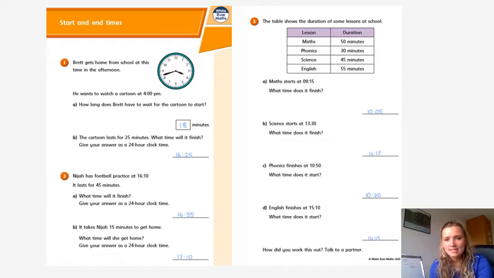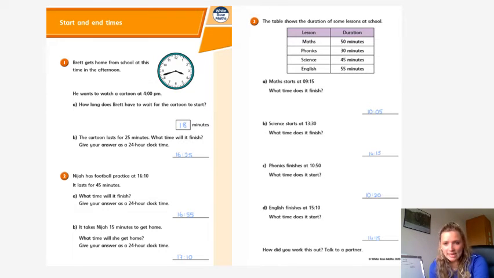For part B, science starts at 1:30 and we obviously know that this is in the afternoon. What time does it finish? So if it starts at 1:30 and it lasts, if we look in the table, 45 minutes, if you added 45 minutes to your 13:30 or your 1:30, you should have got the answer 14:15. Again, please use your method that we've just talked about.